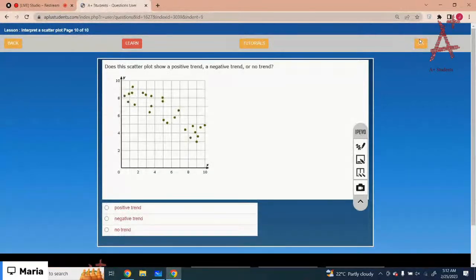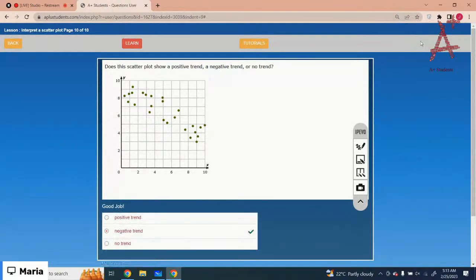Okay, the next one is, does the scatter plot show a positive trend, negative trend, or no trend? The scatter plot shows a negative trend. Got it? The y values are decreasing as x values are increasing. So it shows a negative trend.